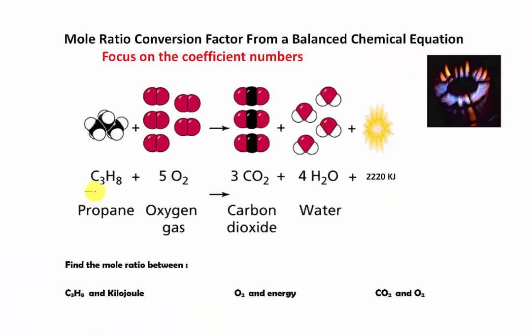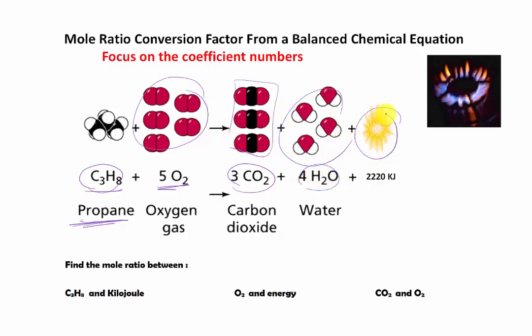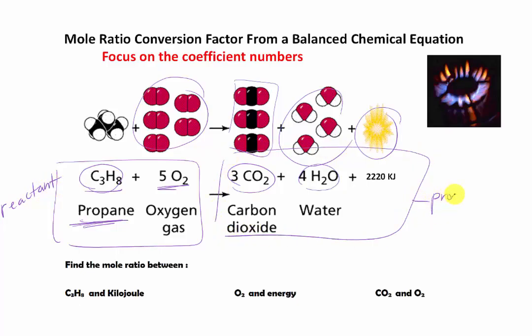Let's look at another chemical equation. Here we have C3H8, which is propane. If you ever go camping, this is the gas that you burn to cook when you go camping. And propane reacts with 5 moles of oxygen. As you can see, there are 5 of those right here. And this produces 3 moles of carbon dioxide and 4 moles of water. Lastly, we have energy. Again, this side of the chemical equation is called the reactant. And this side of the chemical equation is called the product. The reactants are the starting materials, the products are the ending materials.